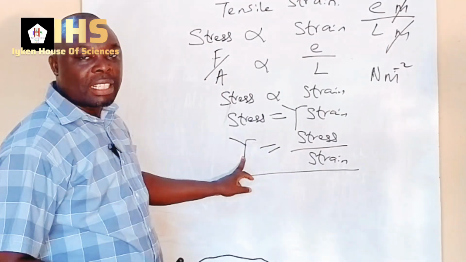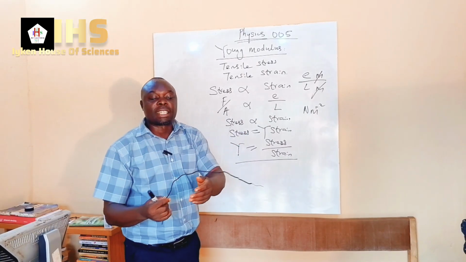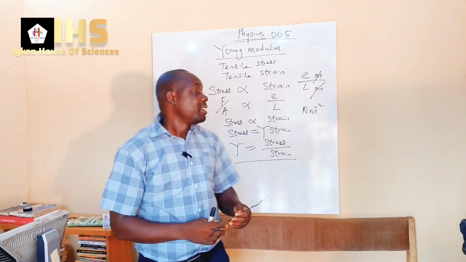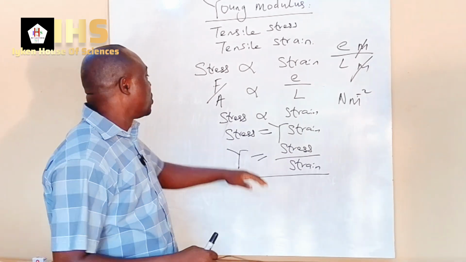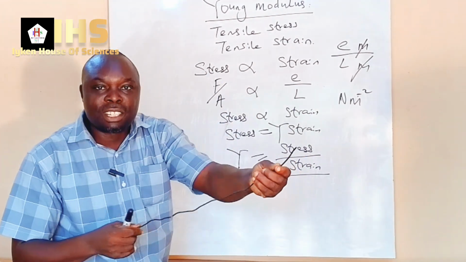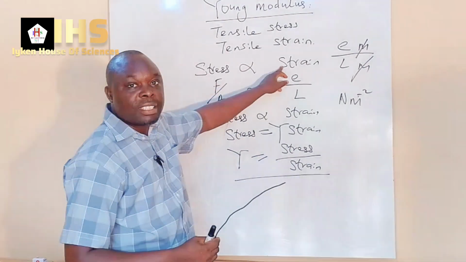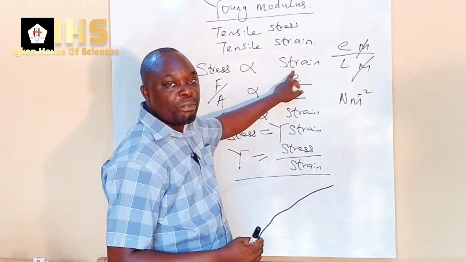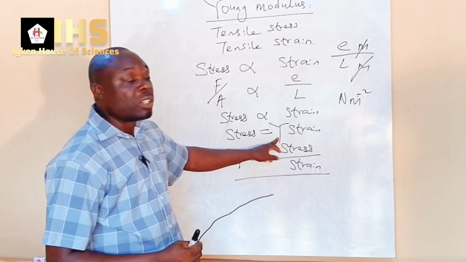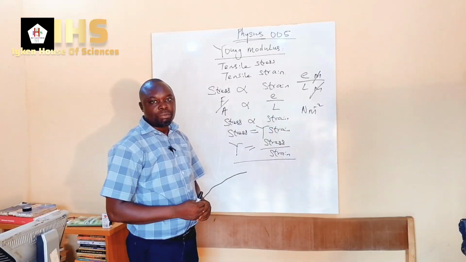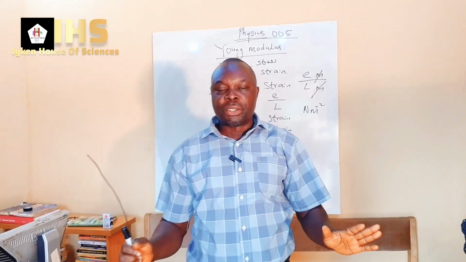What I've told you now is this: we can state Hooke's law the other way around by saying that provided the elastic limit of an elastic material is not exceeded, the stress is proportional to the strain. When we talk of stress, we're talking of the force applied over the cross-sectional area. And the strain is the increase in length over the original length. That constant of proportionality is called the Young modulus.